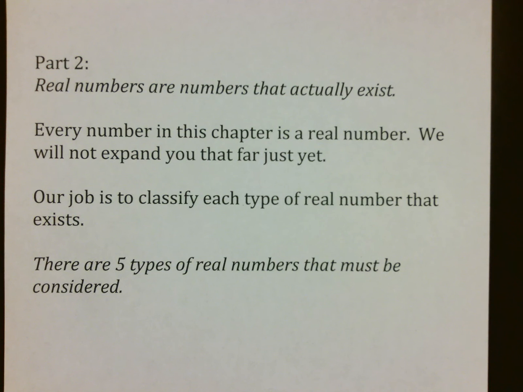What we're here for, though, really is just real numbers. Real numbers are numbers that actually exist. I know it sounds simple, but it's really true. The opposite of real numbers are imaginary numbers, which are numbers that don't exist. But again, real numbers are numbers that actually exist. Every number in this chapter, and pretty much in 2, 3, 4, and all the way up to maybe chapter 9, 10, or something like that, is going to be a real number. So don't think about anything that's not real. We're not going to expand you that far, but our job is to classify each type of real number that actually exists. And just so you know, again, for your notes, there are 5 types that you need to know.